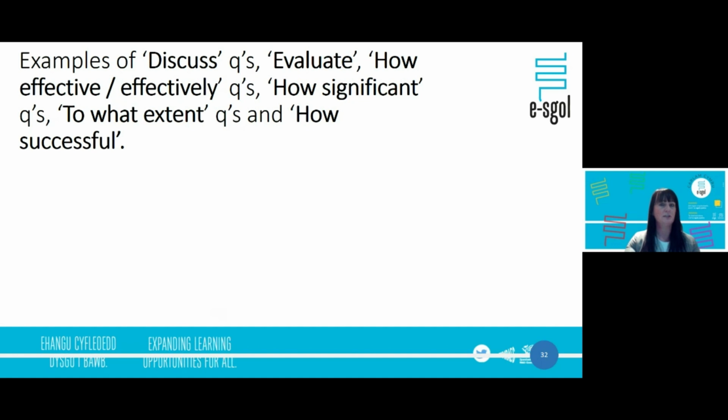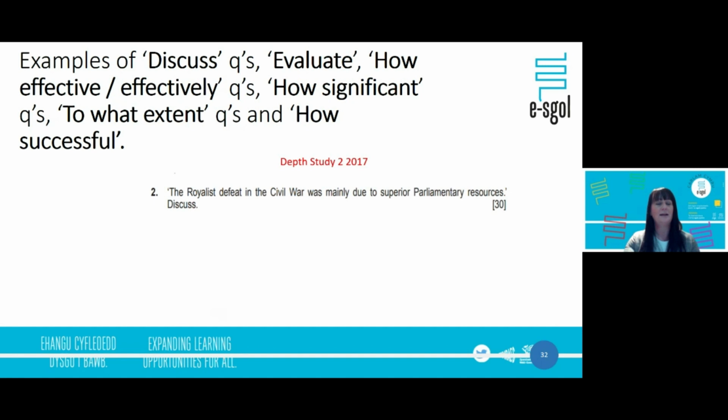of discuss questions, evaluate how effectively questions, how significant, to what extent, and how successful. Now, it doesn't matter if these are from different depth studies. What is important is you can see how they're putting them together and how you could perhaps think about, if that was a style of question applied to my depth study, how I would go about answering it.